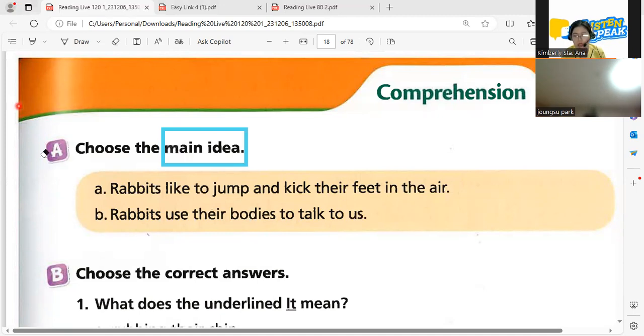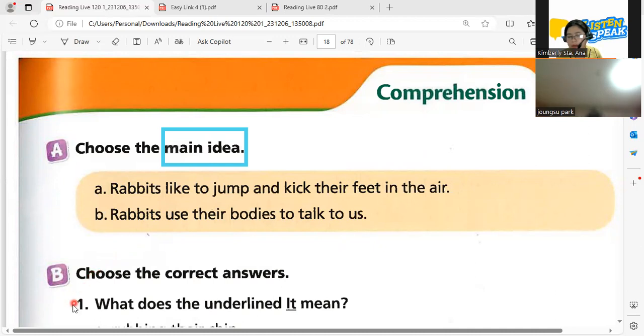Okay. Now, let's read A and B first. Let's read our options. Can you read letter A? Rabbits like to jump and kick their feet in the air.